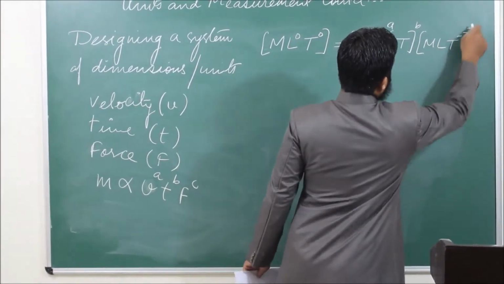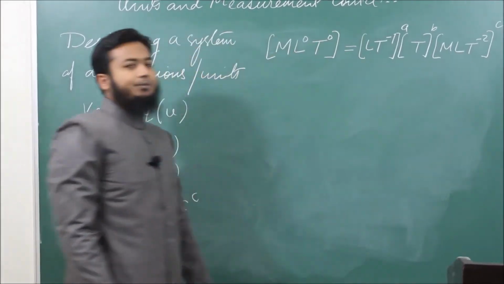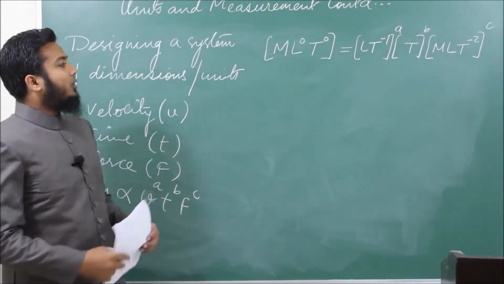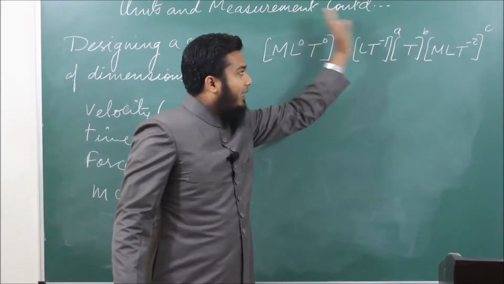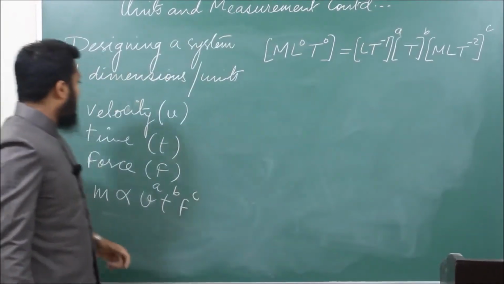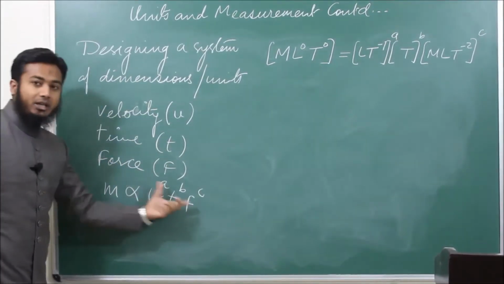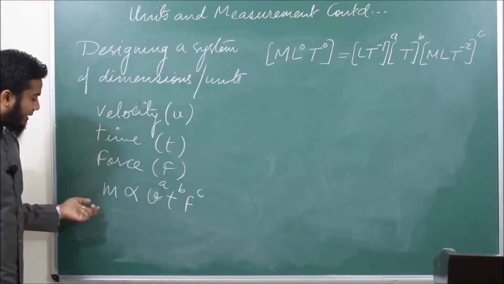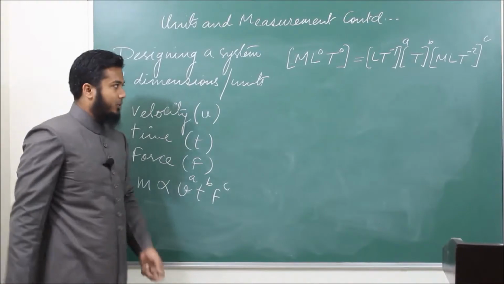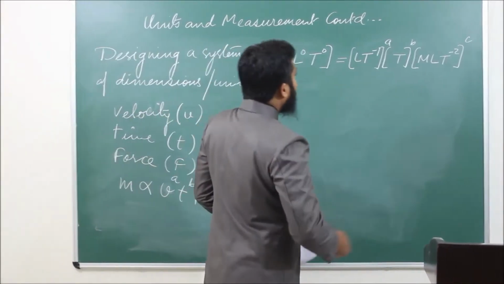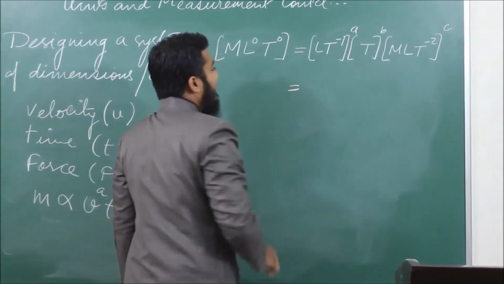MLT minus 2, and it has a power C. So from here we can calculate the values of A, B, and C. And then those values will be put in this formula, and I can tell you what is the dimensional formula of mass in terms of velocity, time, and force. So let's continue. Let's collect the powers on the right hand side.